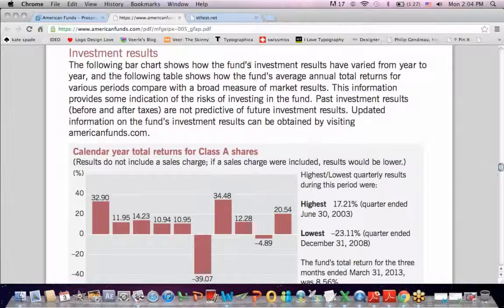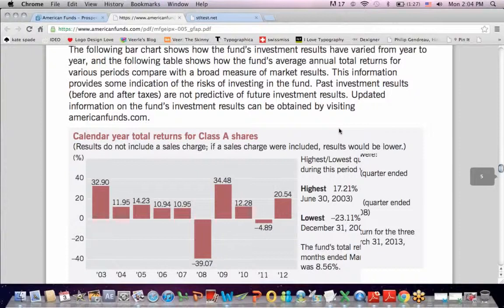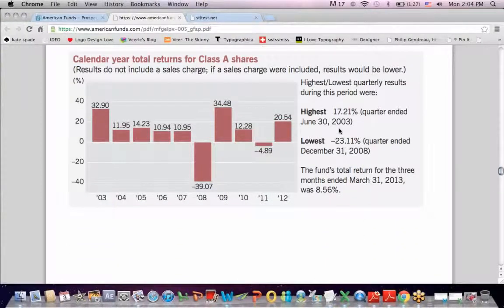They give you a bar chart that shows how the investment results have performed year to year, average annual total returns. So, assuming that you buy A shares, which we saw on the prior page, it's paying that upfront sales charge. Here's how the fund has performed. Now, note that it says in parentheses, the results do not include a sales charge. If a sales charge was included, the results would be lower. So if you did buy the Class A shares and pay that fee up front, obviously your return would be lower.